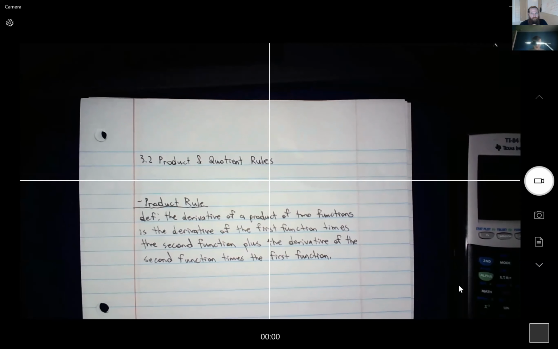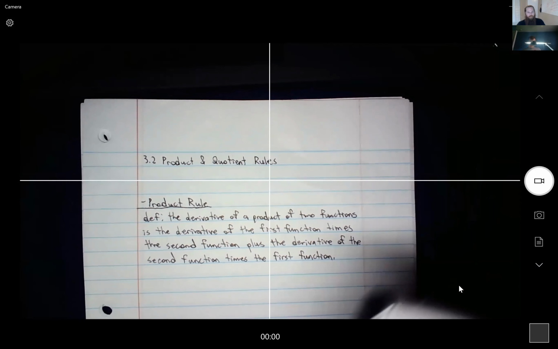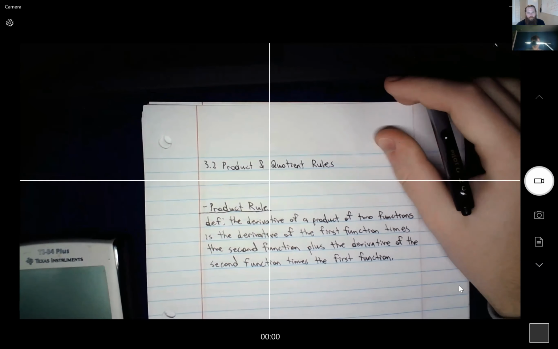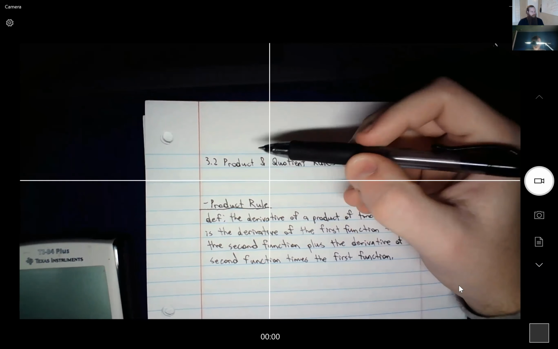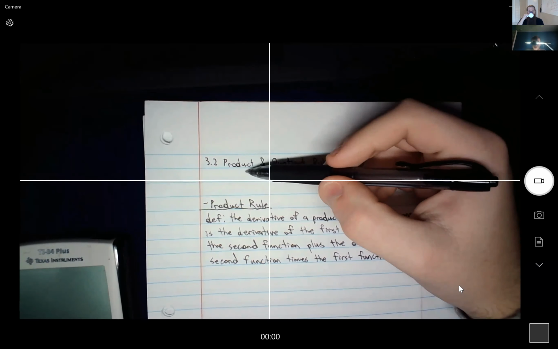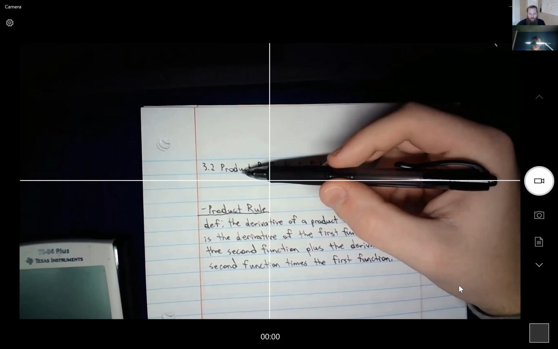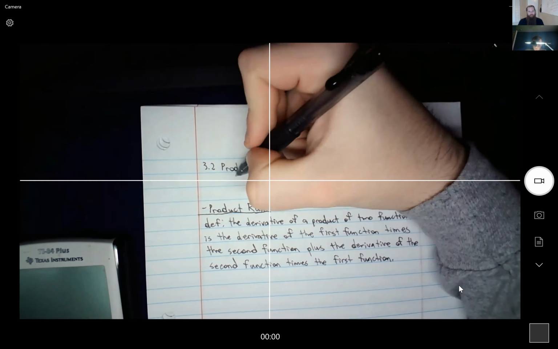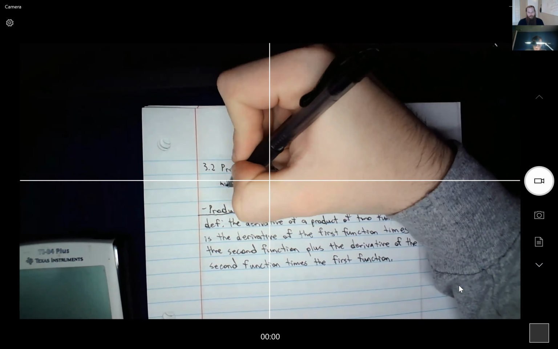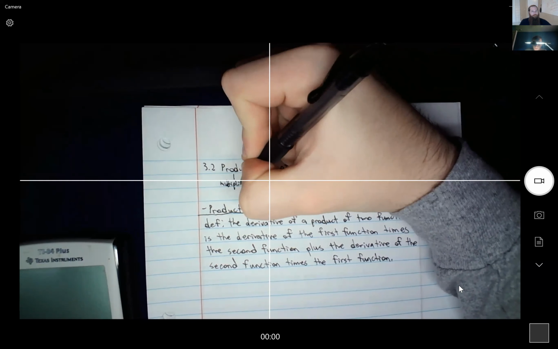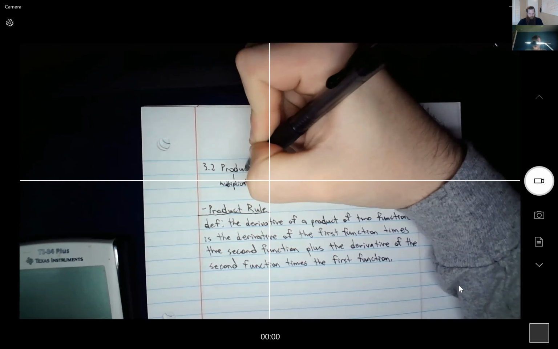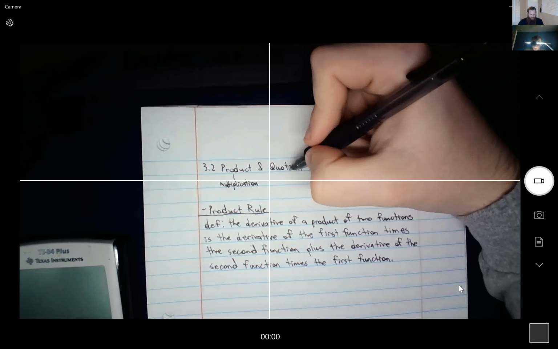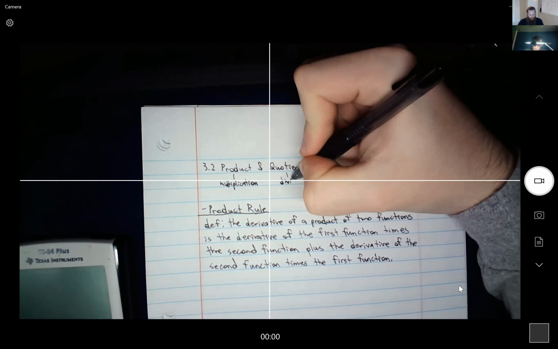Beautiful. Perfect. Okay. So I'm going to teach you about the product and quotient rules. First one I'm going to teach you about is the product rule. The product rule deals with multiplication. When you multiply two numbers, the answer is the product. And the quotient is the answer when you divide two numbers. So the quotient rule is going to be division.